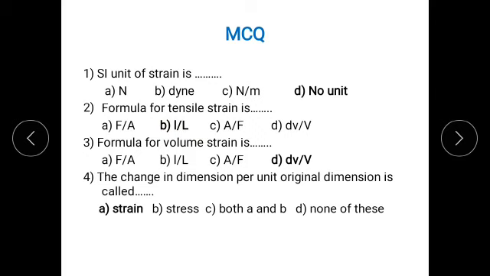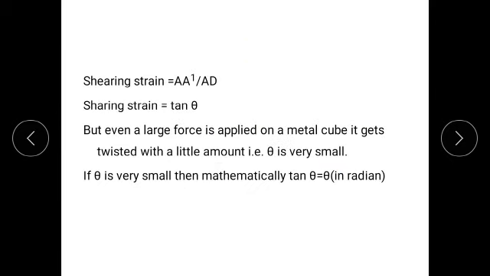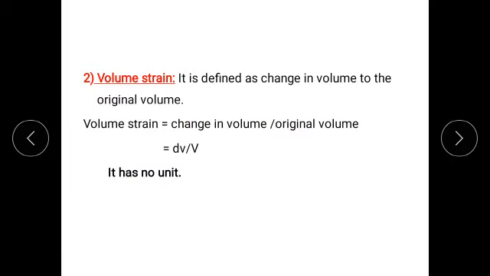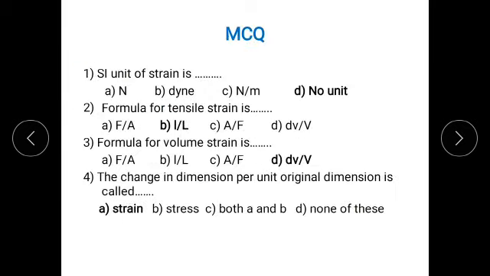Question number 3: the formula for volume strain is. Option A is F upon A. Option B is small l upon capital L. Option C is A upon F. And option D is dV upon V. And here, see, the formula for volume strain is dV upon V, that is change in volume upon original volume. And therefore the correct option is D, dV upon V.